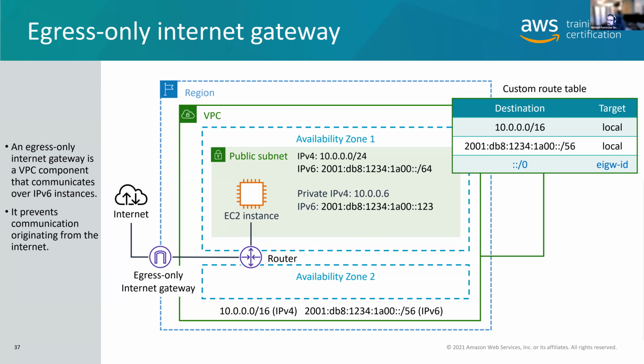So it's going to facilitate communication from your instances to the internet. By the way, this is going to prevent initiation of IPv6 connections into your instances. Notice that there's no NAT or NAT gateway required for IPv6 traffic. You don't need that, right? Why is that? Does anyone remember why there's no such thing as a private IPv6 subnet? Does anyone remember why that is?